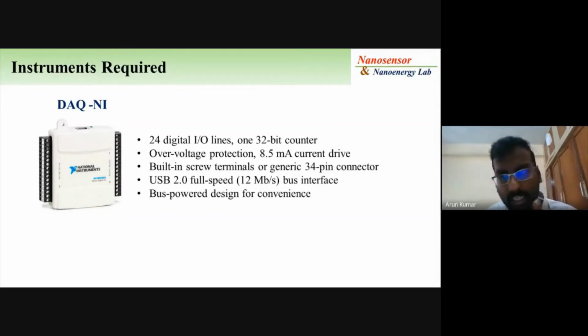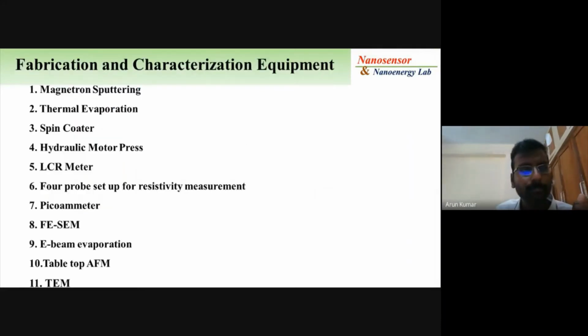Let me show what study I did and how it performed. Before that, for making the nanogenerator, we need a sputtering device, a thermal evaporator, and a spin coater. Not everything is required for making a device. It depends on what device you are making and for what application. These are the important equipment needed for nanogenerator development.